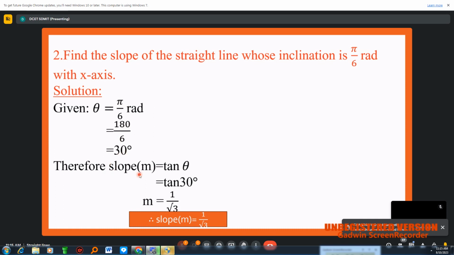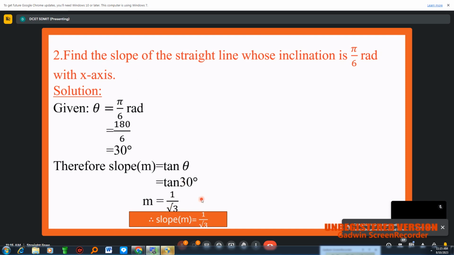After that, we have to find the slope. Slope is tan theta. Tan theta is tan of 30 degrees. Tan 30 degrees is 1 by root 3.